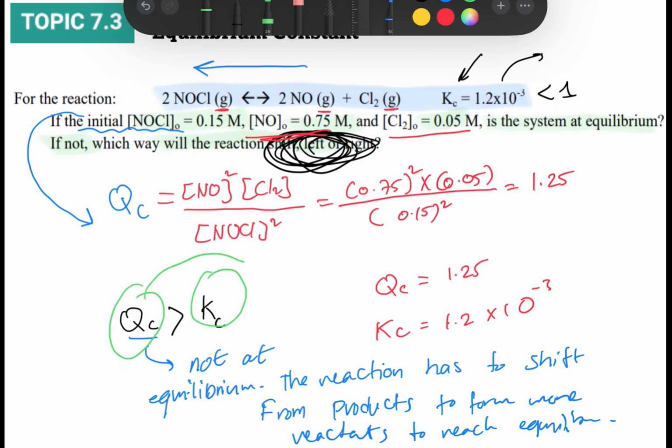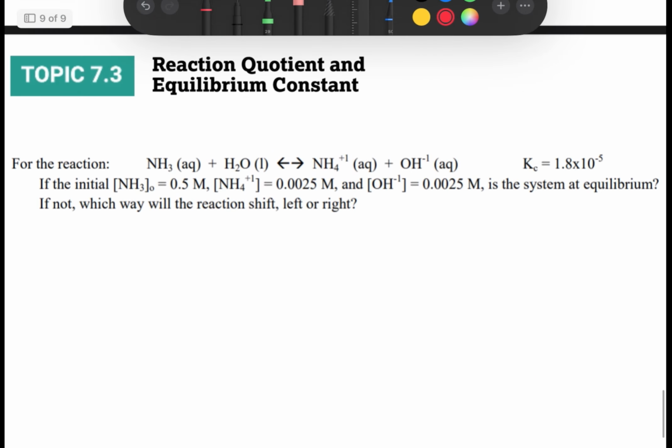It means that you have so many products that are greater than reactants. In order to make Qc the same as Kc, the products must decrease. How does it decrease? By shifting to form more reactants. Shifting to more reactants leads to decreasing the products and increasing the reactants. Now let's solve the next question and see it's the same idea.